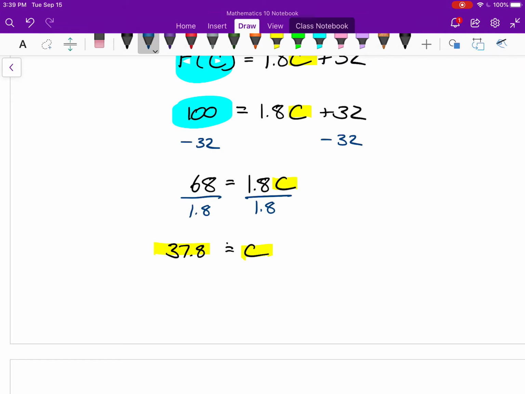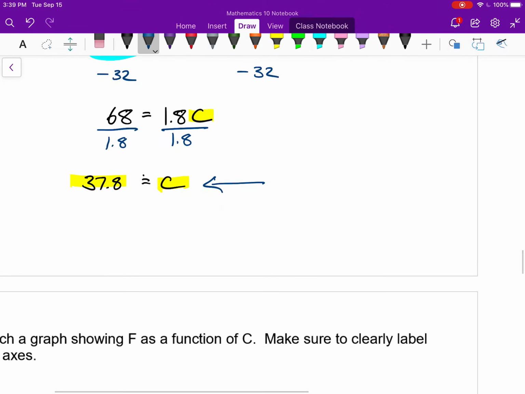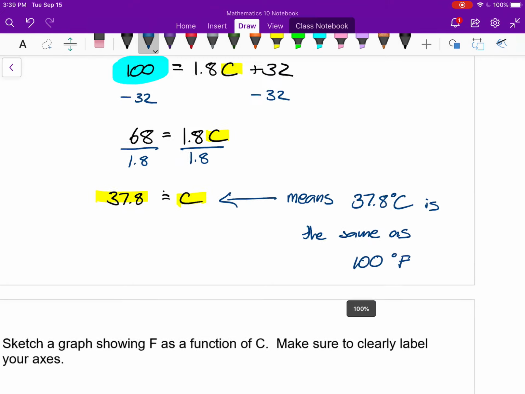And so what does this mean? This means that 37.8 degrees Celsius is the same as 100 degrees Fahrenheit. A very hot day. You're not going to melt, but you're going to be very, very hot and probably uncomfortable. But, you know, not unheard of. Okay, that's what that means.